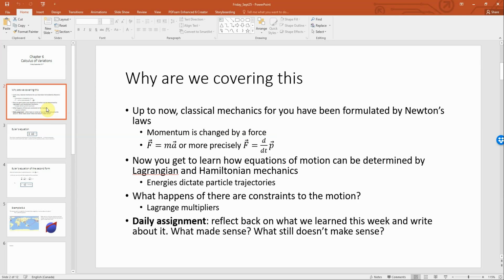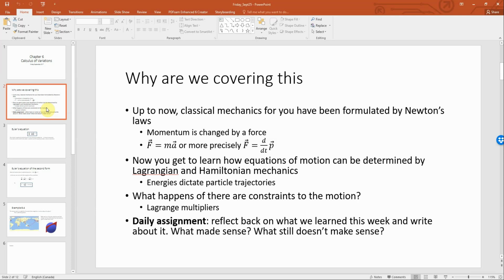We'll finish up this week talking about when we have constraints on the motion, and that'll introduce us to the concept of Lagrange multipliers. This will be basically the end of these kind of abstract concepts that you'll need to understand how to approach Lagrangian and Hamiltonian mechanics.